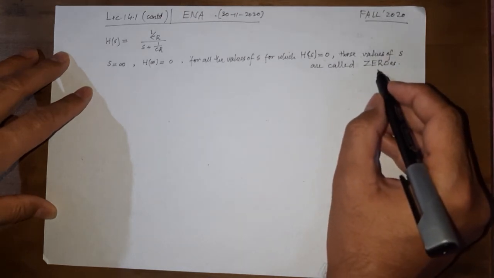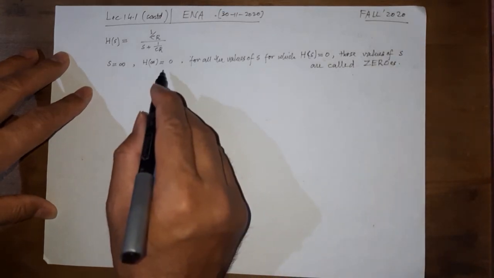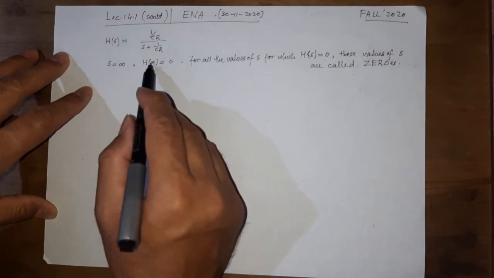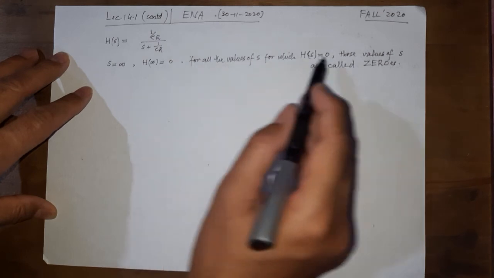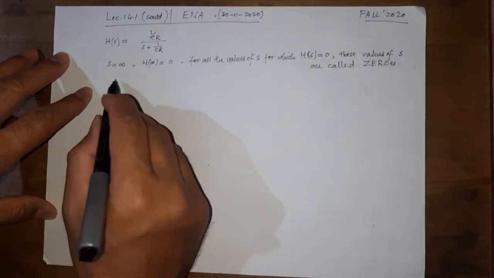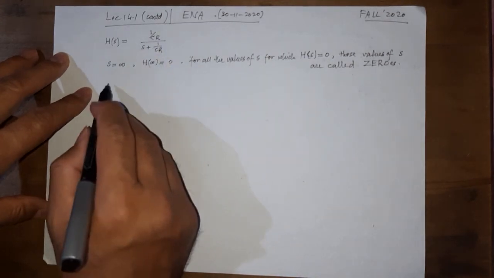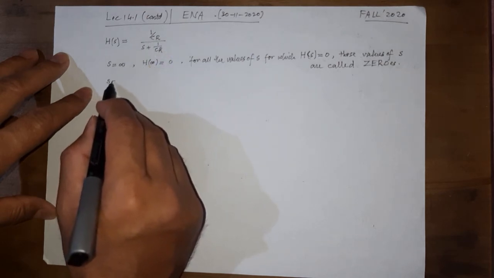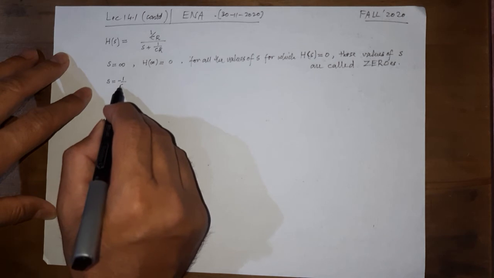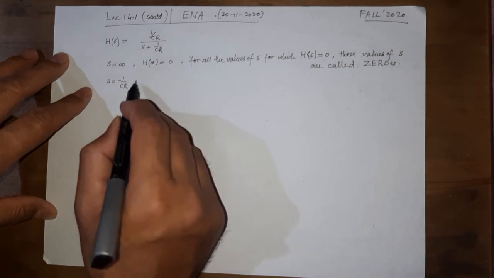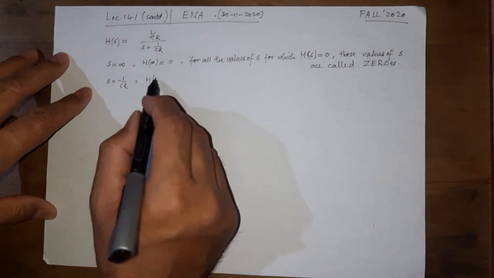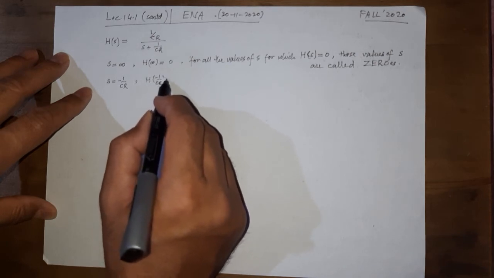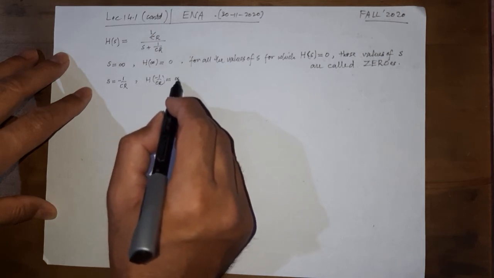So what is a zero? Zero is a value of S for which the transfer function becomes 0. And if you look closely at this expression, if S is equal to minus 1 over CR, what is going to happen to H of S? So H of S is going to become infinity.